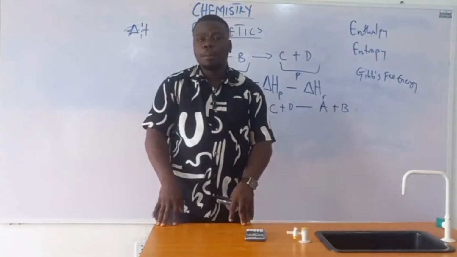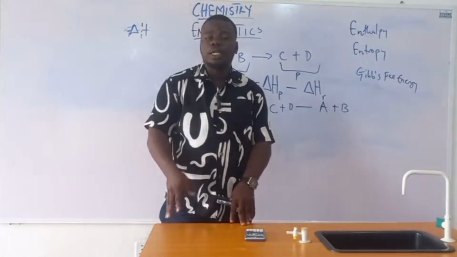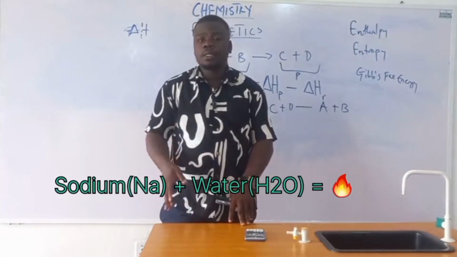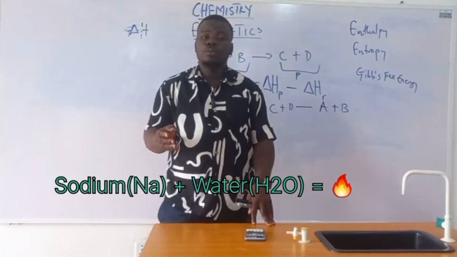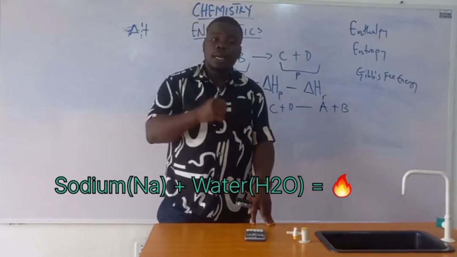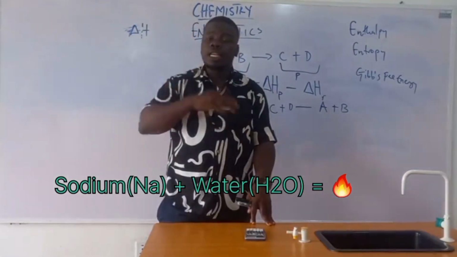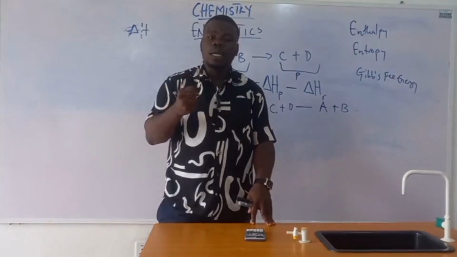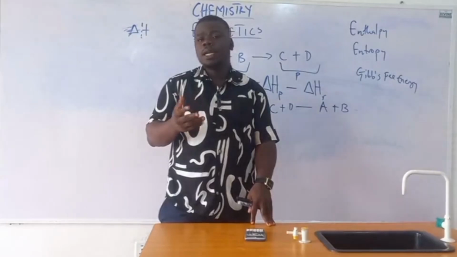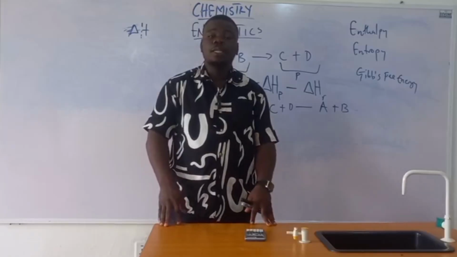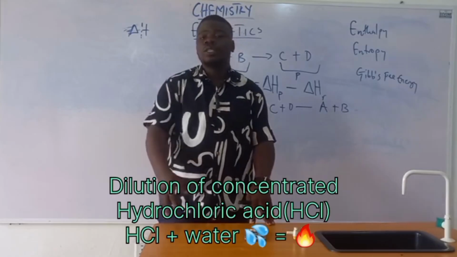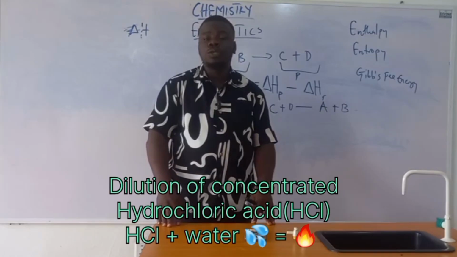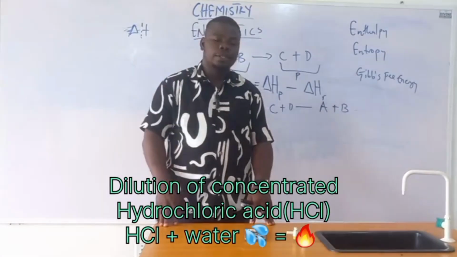Now, a chemical example for exothermic change is sodium pellets. When you add sodium pellets in water, you see there's an explosion. At the end of the day, it leaves its container hot. Another example is the dilution process of concentrated hydrochloric acid, also known as HCl.